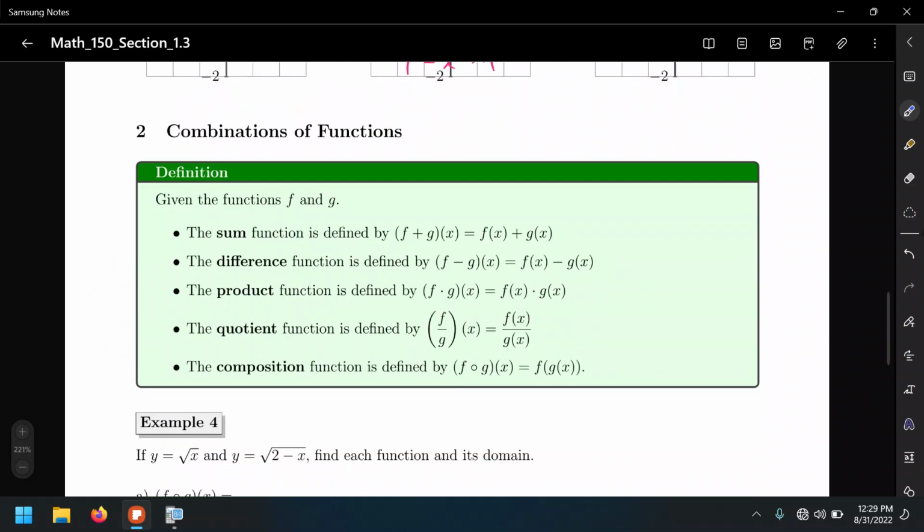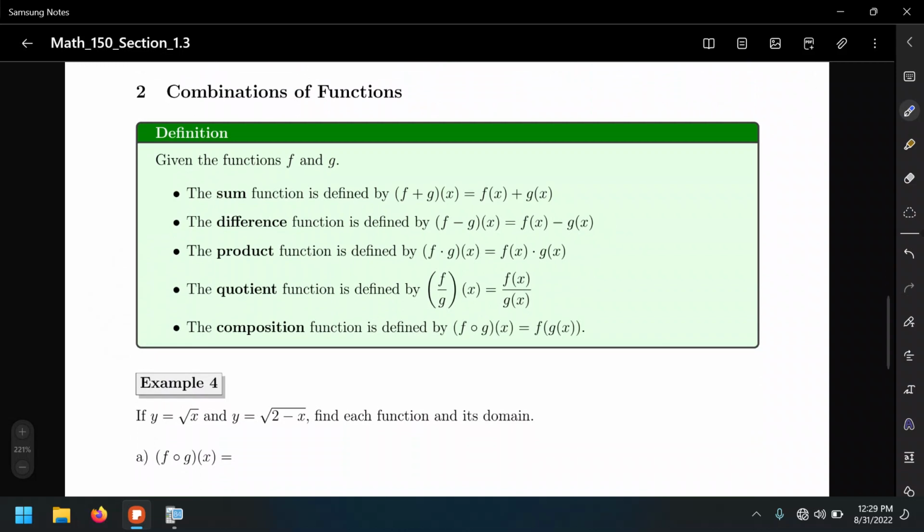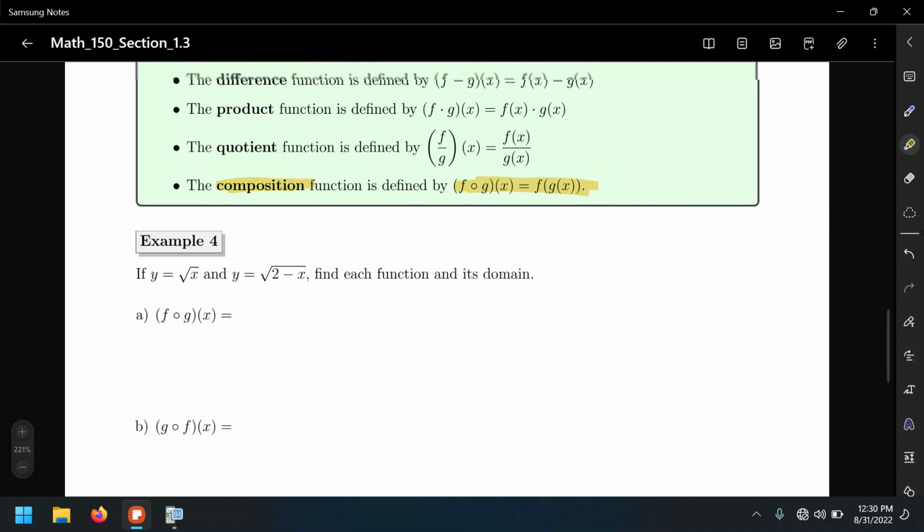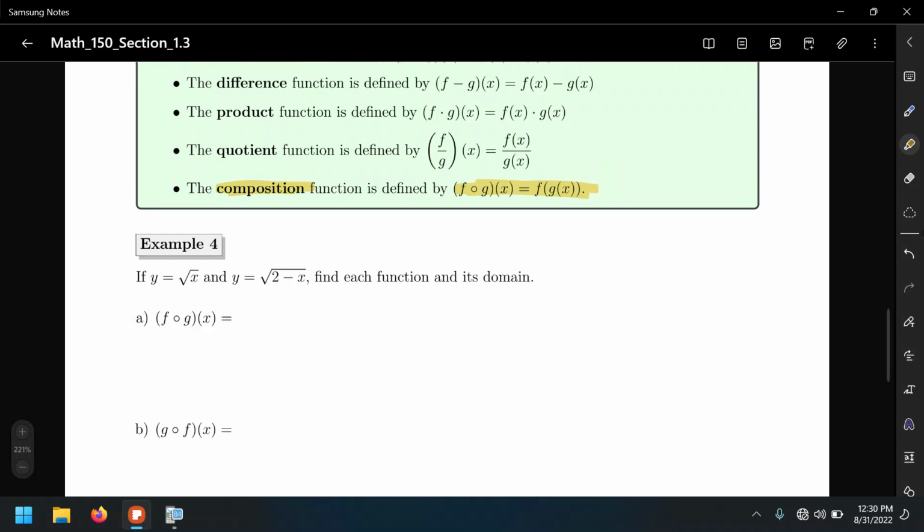So let's see. Combinations of functions, that's going to take us back again to intermediate algebra. So you can do a bunch of operations with functions. You can add functions, subtract functions, find the product between two functions or the quotient, and the one that we will be interested in the most, composition of functions. That is when we have a function and we evaluate it at another function, not at a number, but rather at another function.